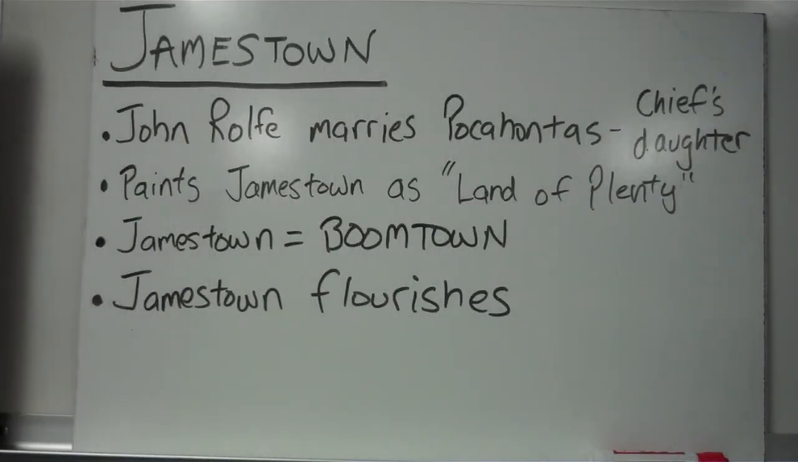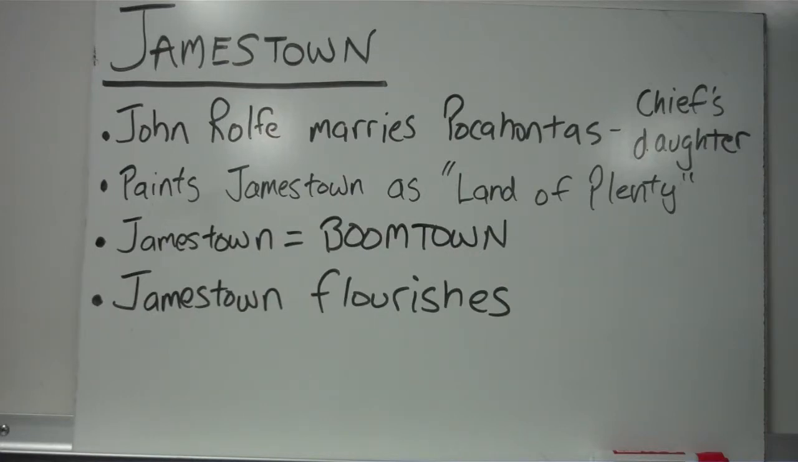Now, John Rolfe would eventually marry Pocahontas. Now, we're not talking about Pocahontas of the Disney fame. This is no Disney movie. But Pocahontas was the chief's daughter. And this was a very good relationship for the colonists because it lessened tension between the Native Americans and the colonists there in Jamestown.